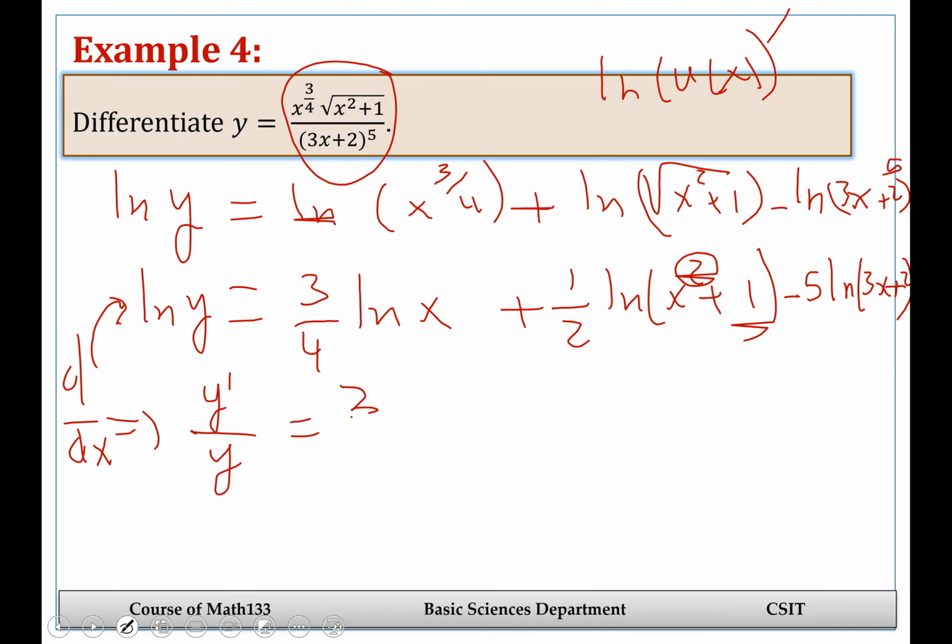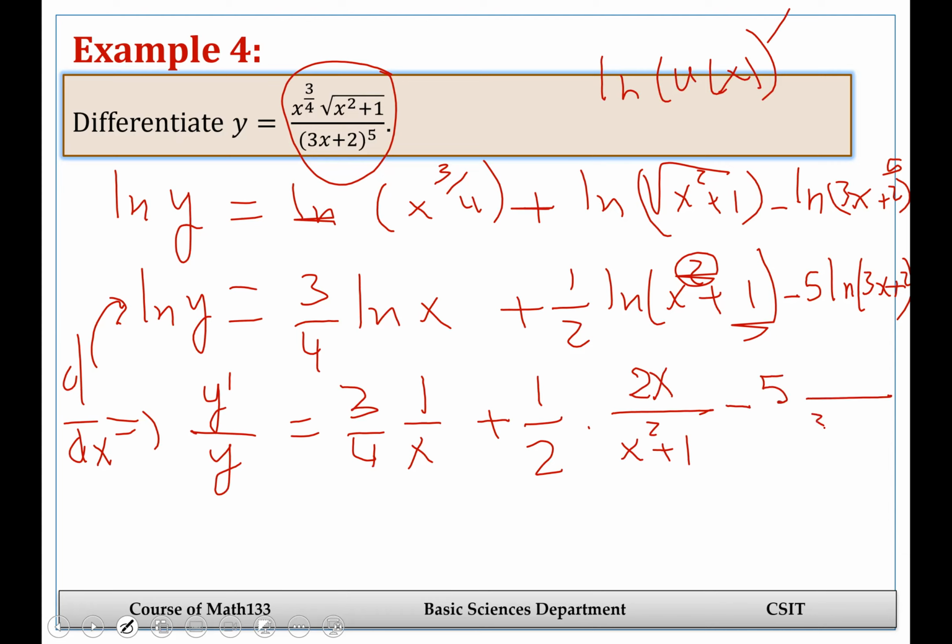Equal to 3 over 4, that's a constant multiplied by a function. The derivative of ln x is 1 over x. And then 1 over 2 multiplied by the derivative of ln u. This is u prime over u, so it's over x squared plus 1. And the derivative of x squared plus 1 is 2x. And finally, minus 5 over 3x plus 2. All the time it is the derivative of ln u of x. And here 3. Okay, so finally we will get 3 over 4x plus x over x squared plus 1 minus 15 over 3x plus 2.